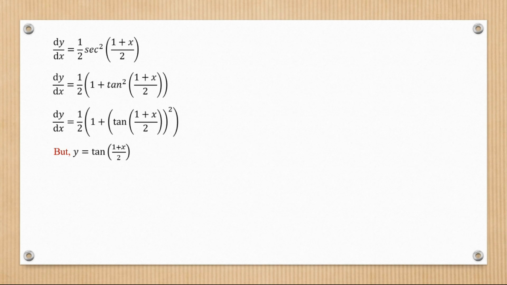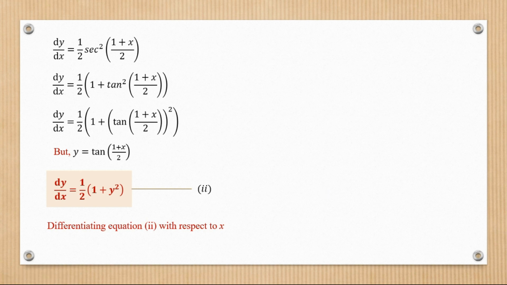So now remember that y is tan of (1 plus x) over 2. So I'm going to plug it inside there, and then I'll have dy/dx being equal to a half into (1 plus y²). That shall now be our equation 2. Alright, so now the next step is we're going to differentiate for the second time.